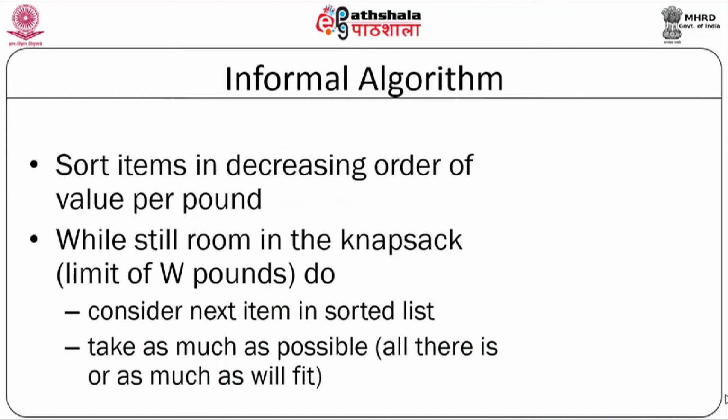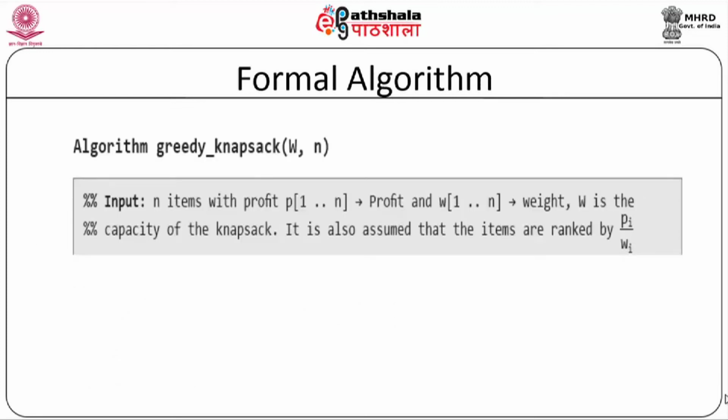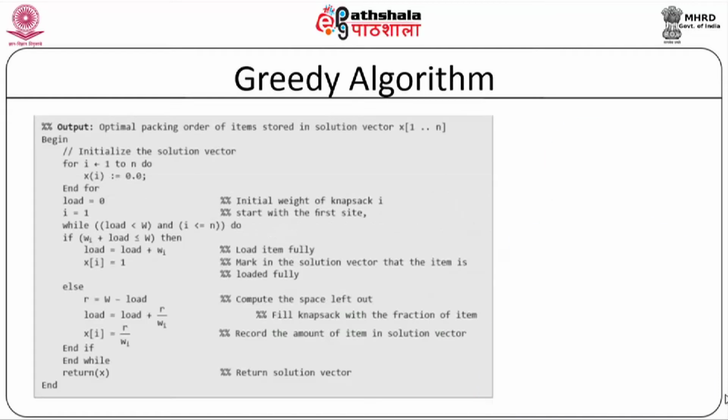So, the informal algorithm is going to be like this. I am going to sort the items in the decreasing order of profit to weight ratio. While there is still room in the knapsack, I am going to consider the next item and take as much as possible. The formal algorithm is going to be like this. You have algorithm greedy knapsack with W, and n items, with the profit given in the array P, the weight given in the array W, and the ratio is Pi by Wi.